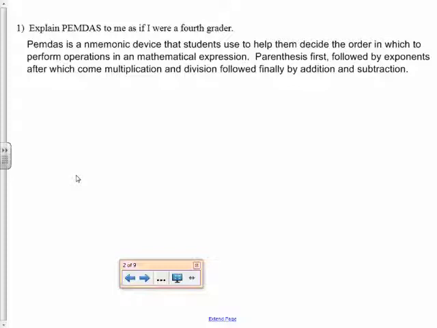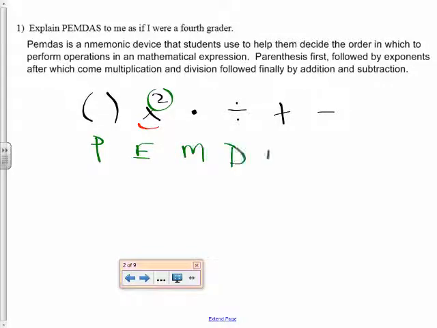A lot of people wrote PEMDAS: parentheses, exponents, like that's this part, the 2 is the exponent, multiplication, division, addition, and subtraction. By the way, this is why I don't use x for multiplication, because we use the variable x in algebra. So I usually represent my multiplication with a dot. So PEMDAS, yes, that is parentheses, exponents, multiplication, division, addition, and subtraction.